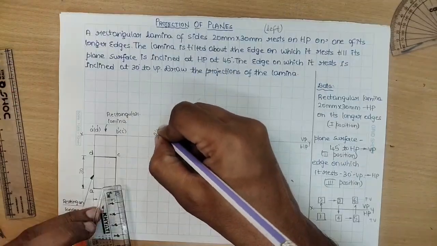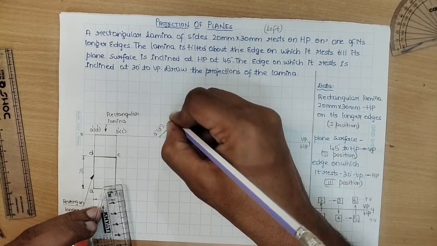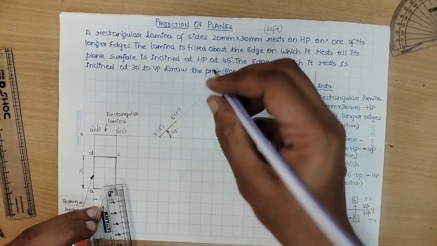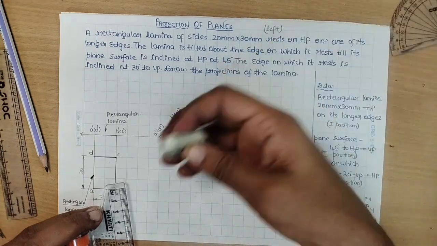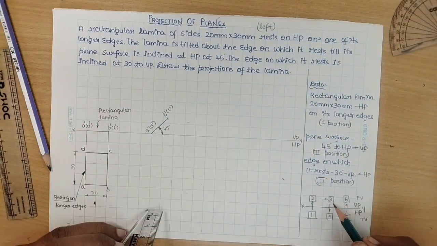Immediately call this point as A within the brackets D dash. This is the point B dash within the brackets C dash. Any extra lines if drawn, let us remove it just to avoid confusion. We have obtained the drawing number 3.